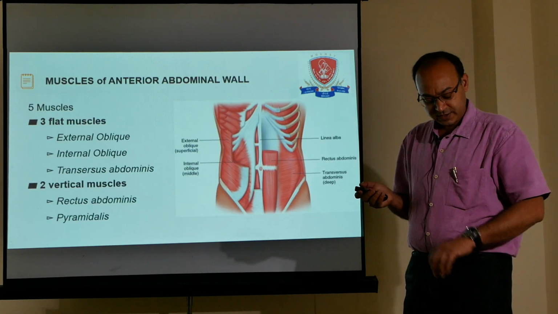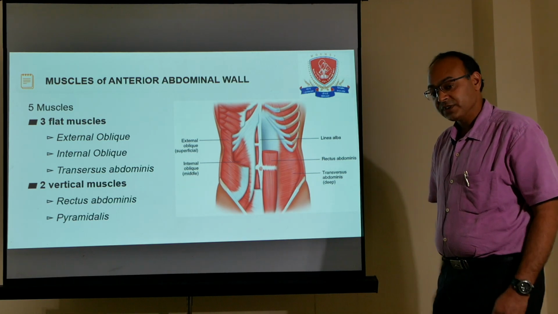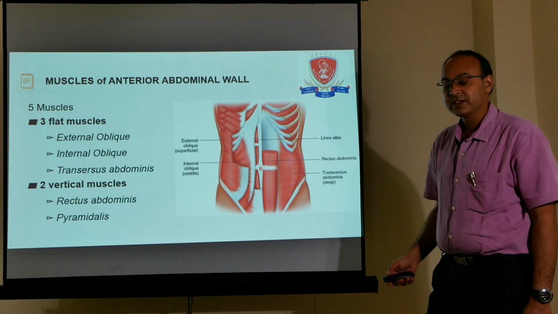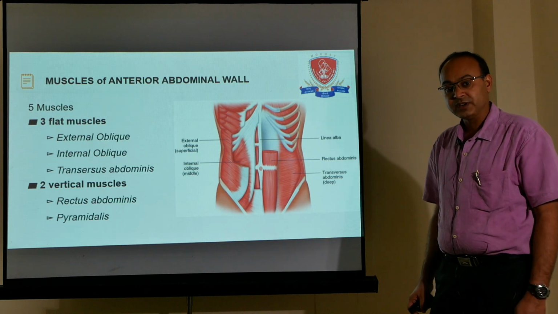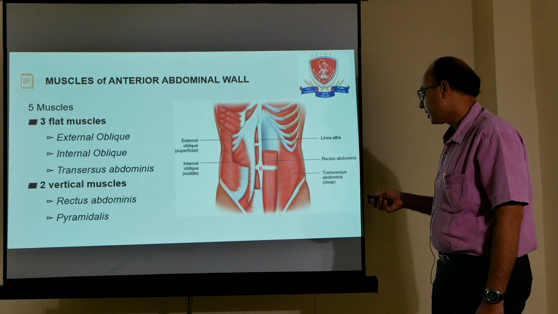On the muscles of the abdominal wall, there are three flat muscles and two longitudinal, or vertical, muscles. The flat muscles are the external oblique, internal oblique, and the transversus abdominis. And the vertical muscles are the rectus abdominis and the pyramidalis.